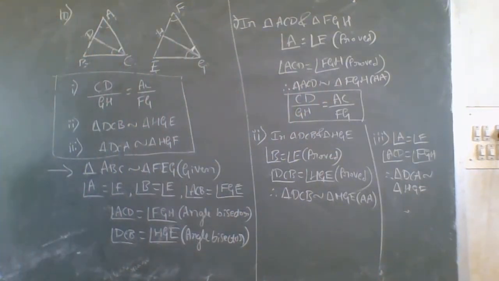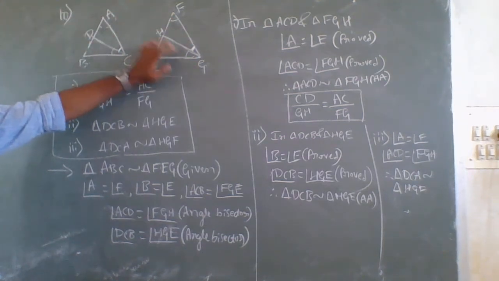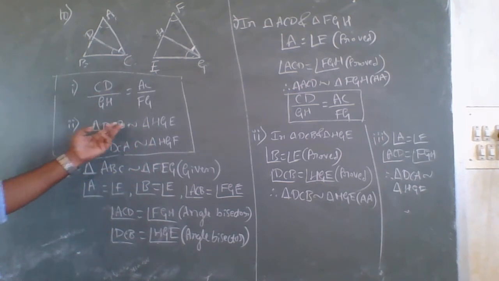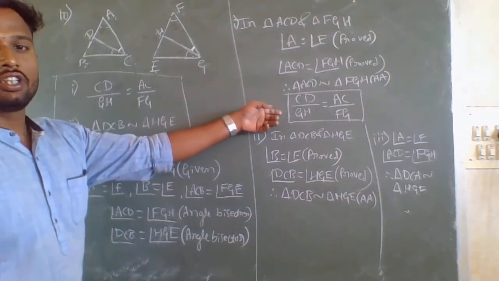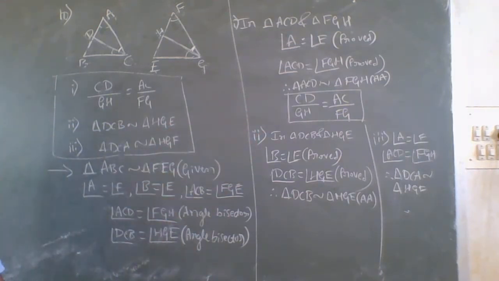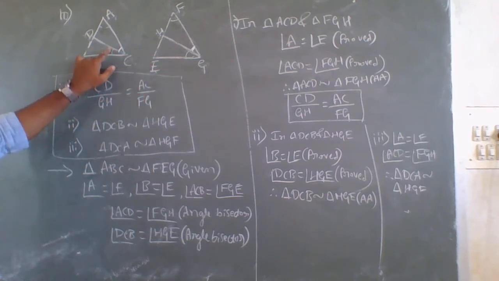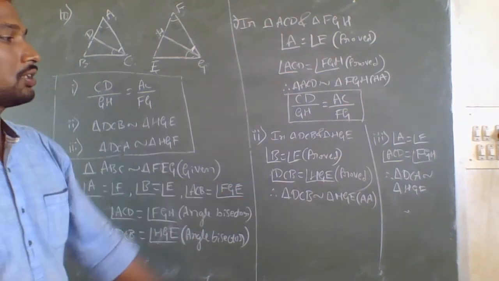This is the third. First, to prove this, consider triangles ACD and FGH. If these two triangles are similar, then corresponding sides should be in proportion. And in the second, consider DCB and HGE. Here B is equal to E and these two angles are equal. Therefore, those two triangles are similar to each other.